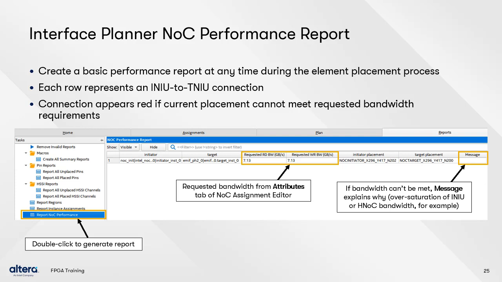If a row in the report appears red, it indicates that that connection with the current placement cannot meet the requested bandwidth requirements. The message column will provide more detail as to why there is an issue, for example, an oversaturation of the INIU or the NoC bandwidth, perhaps due to other connections using up the available horizontal links. Use the information provided to adjust the placement and verify bandwidth requirements are met.